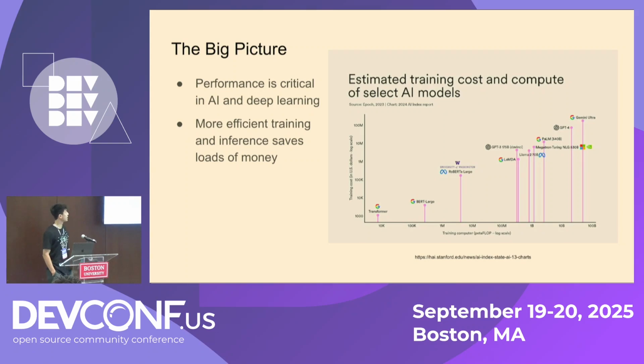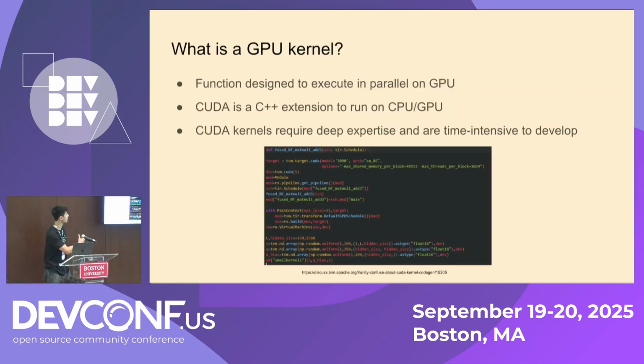So just to give some context on the big picture, GPU performance is very important in AI and deep learning. If we think about large language models being developed by Google, Meta, OpenAI, even just a small percent of increase in efficiency or optimization in throughput or latency can save loads of money. So even a 1% gain can save millions of dollars.